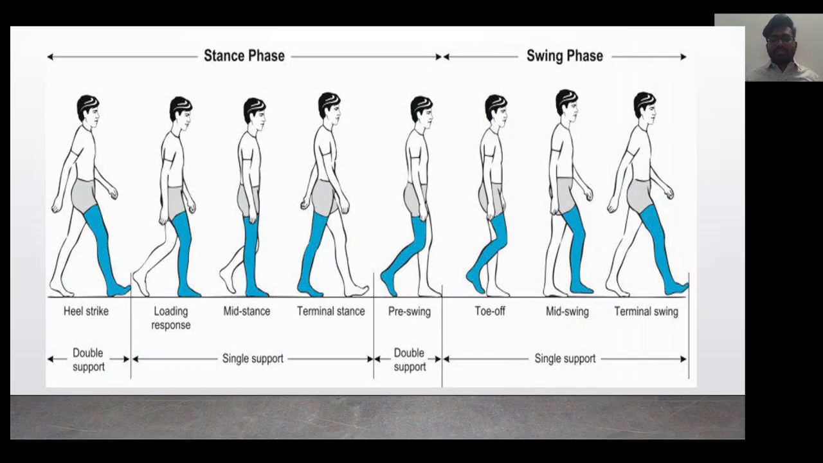First, there is the stance phase and the swing phase. Let's concentrate on the dominant leg here. The dominant leg here will be your right leg. So the right leg starts with the heel strike, and your left foot is actually toeing off. The entire thing is called the double support phase, because right now both your legs are in contact with the ground. And after that, the loading response.